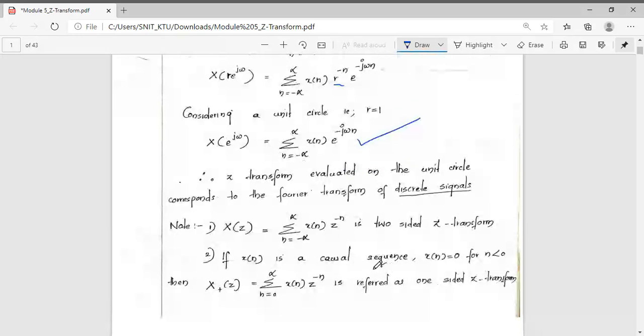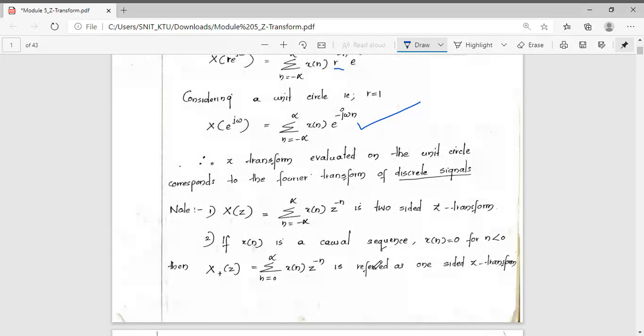Okay. So there are certain points we need to remember. The equation for X of z is summation x of n z raised to minus n. So here the limits for the summation are from minus infinity to plus infinity. So we can say this equation is the two-sided Z transform.